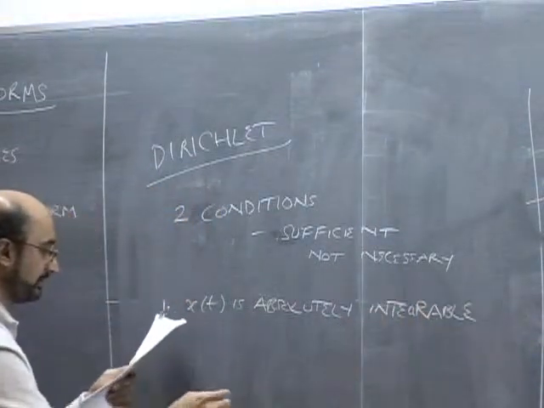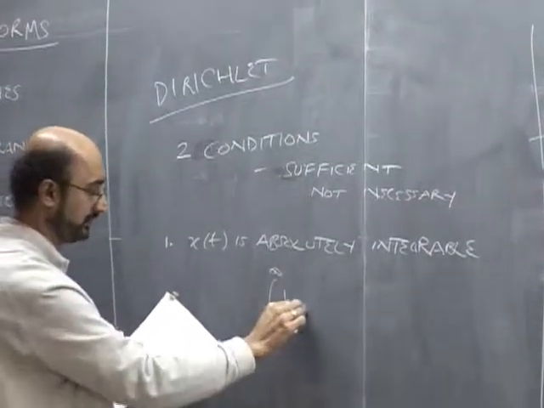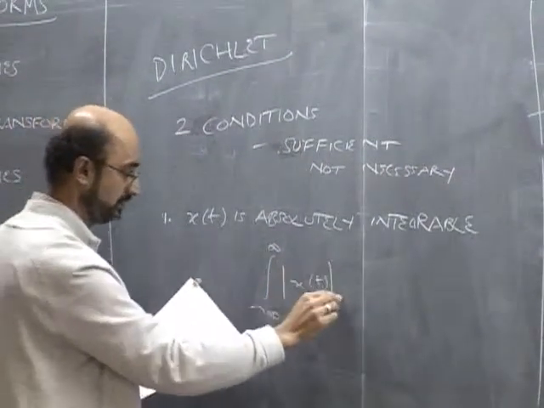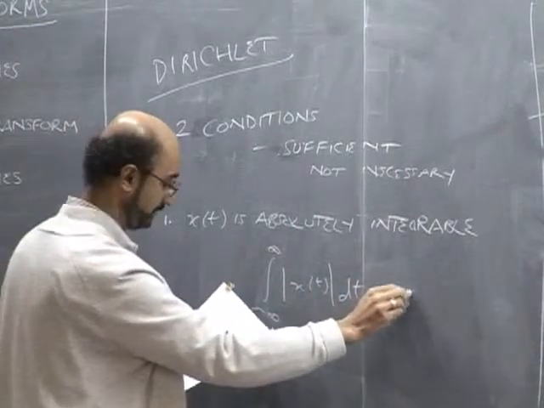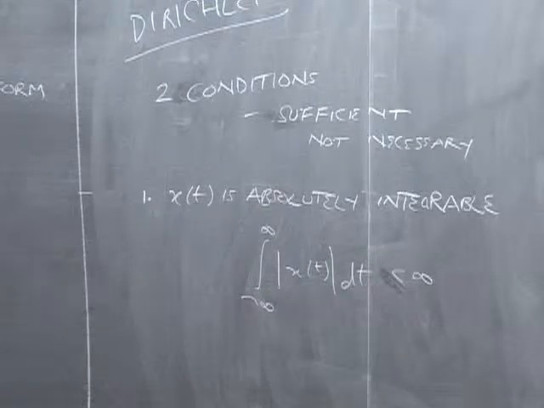Which means that it's defined to be integral from minus infinity to infinity of modulus of x(t) dt is less than infinity. So in other words, the total area under the curve, the total energy in the signal, if you can think about that, is going to be finite. You can't have an infinite amount of energy, so you can't have a signal that keeps growing over time. It has to be finite.